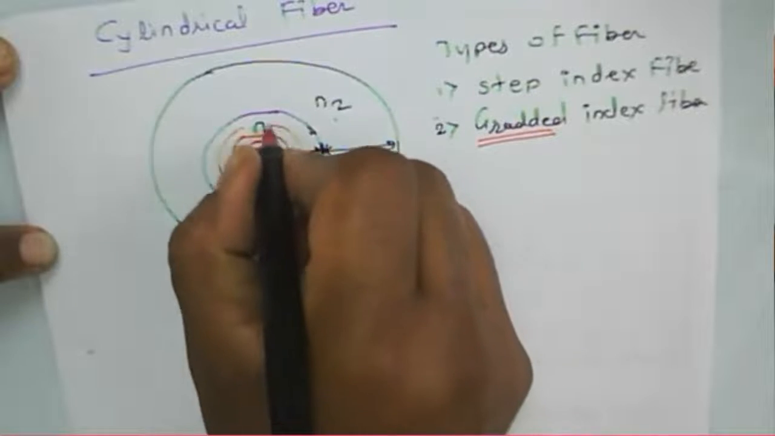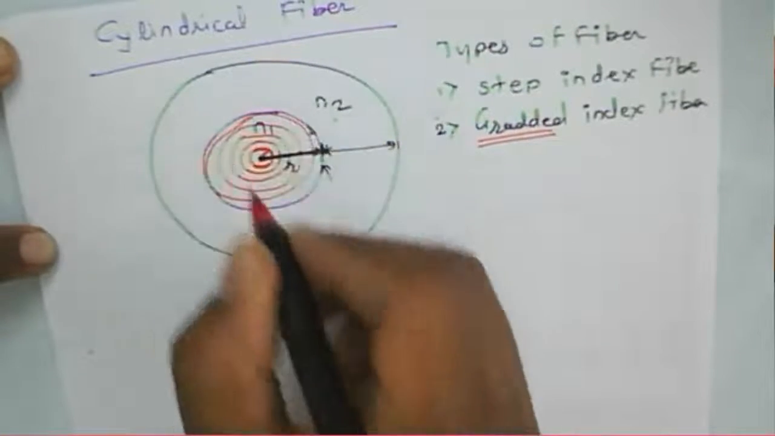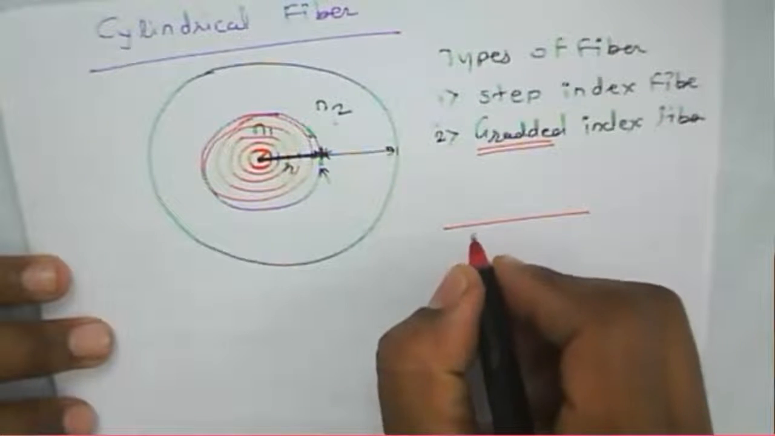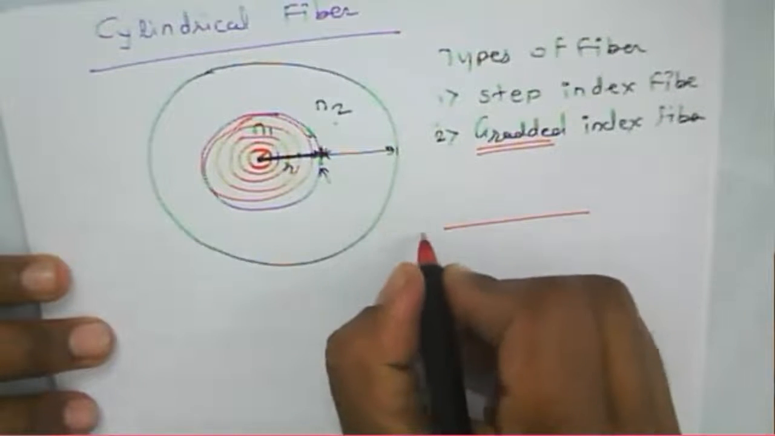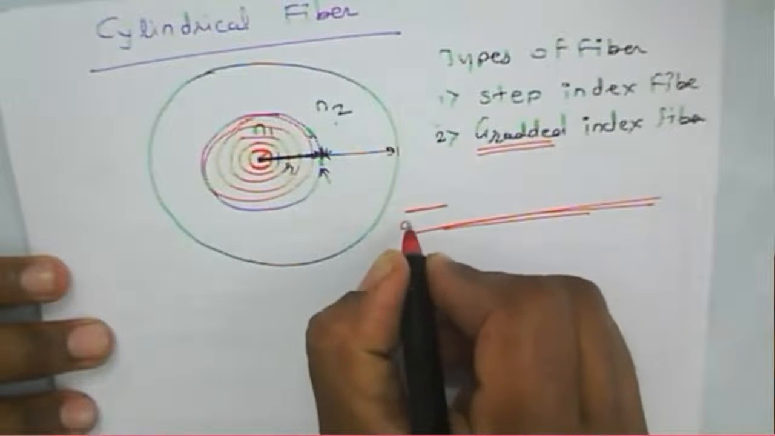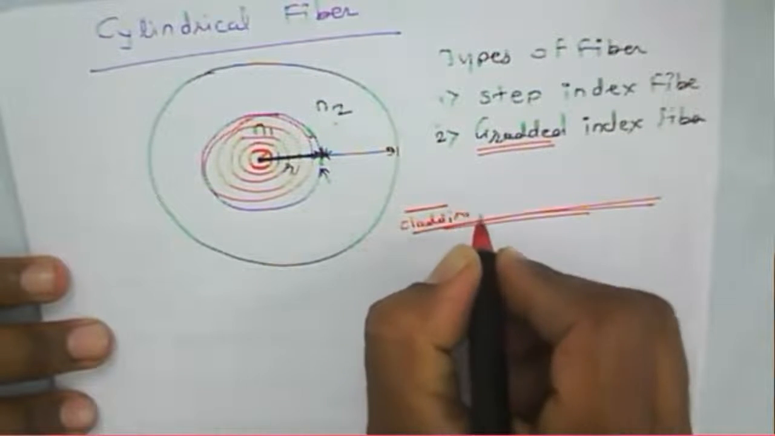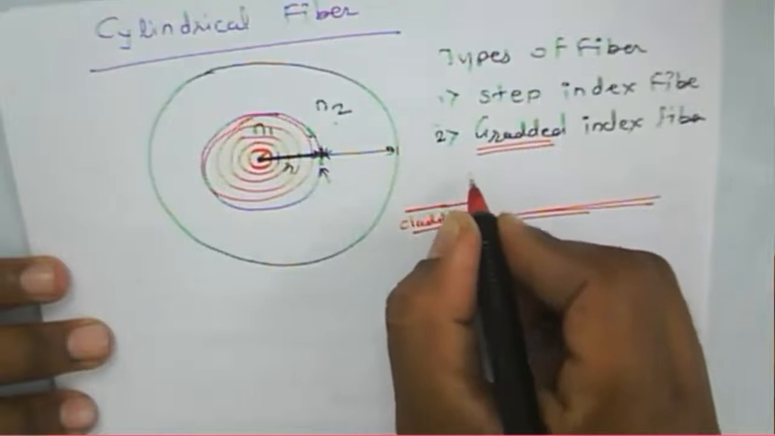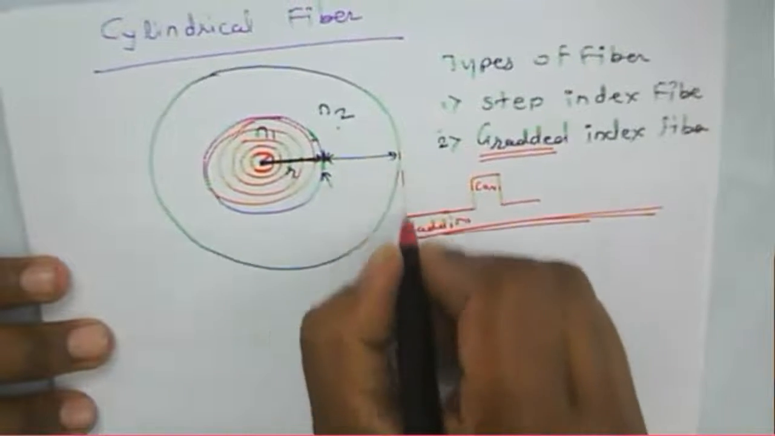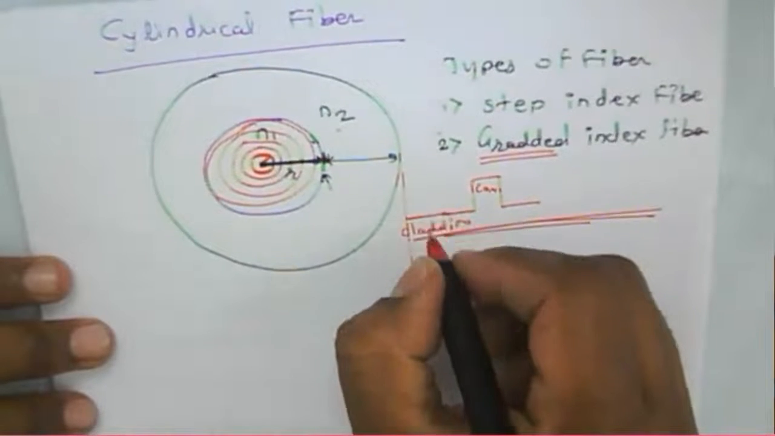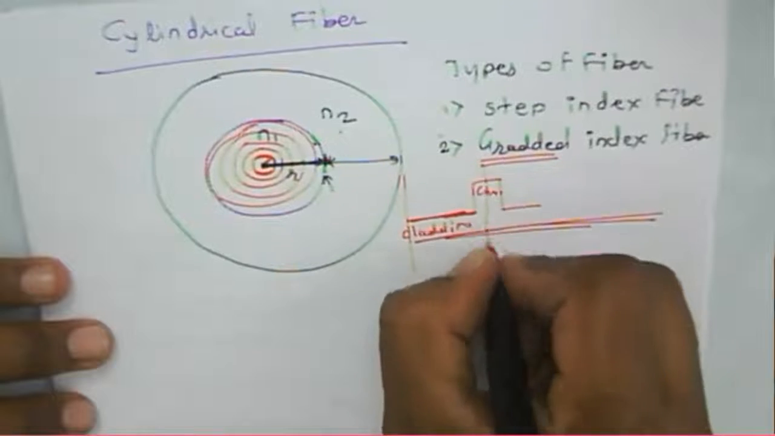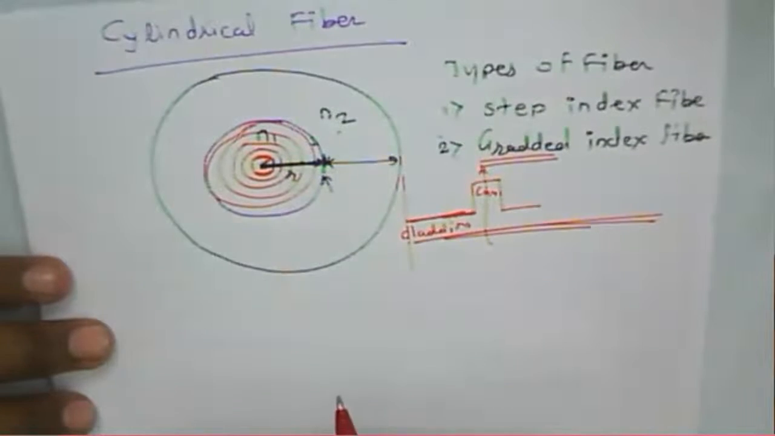Okay, the refractive index changes gradually. And if you draw a curve, in the case of a step index fiber, what happens? This one is the cladding, and this one is the core. Likewise, if we consider the refractive index profile, there is an abrupt change in the variation of the refractive index. This one is the bottom center.